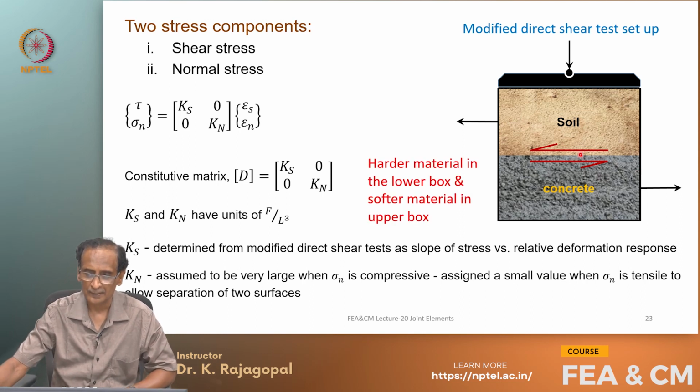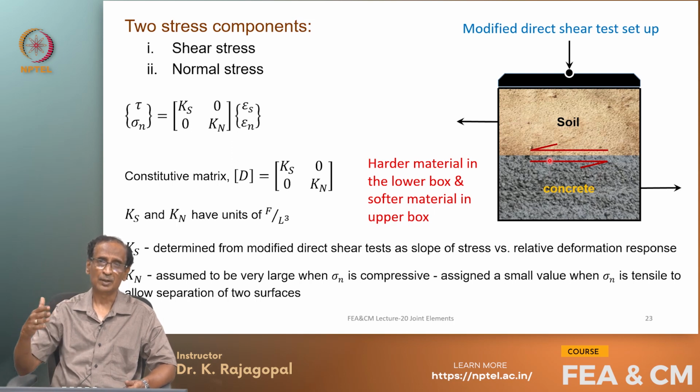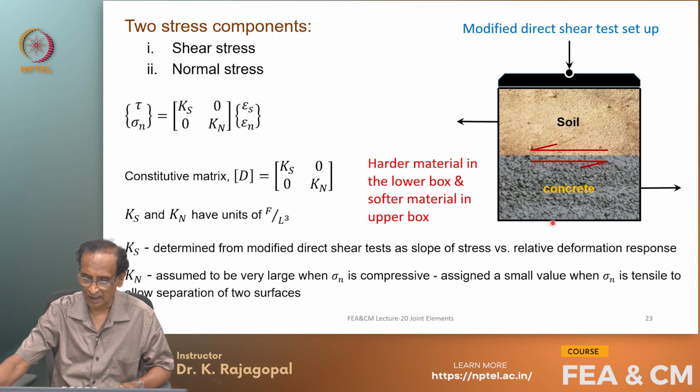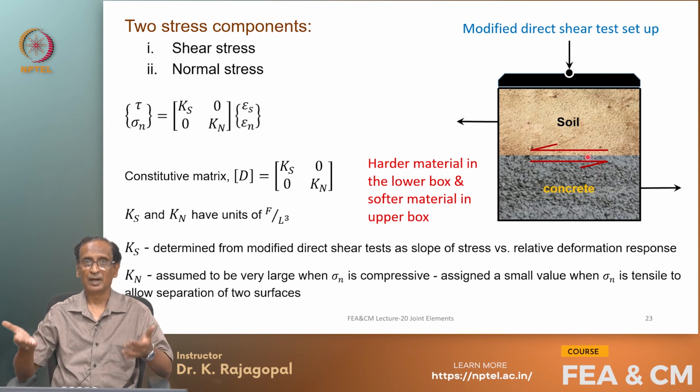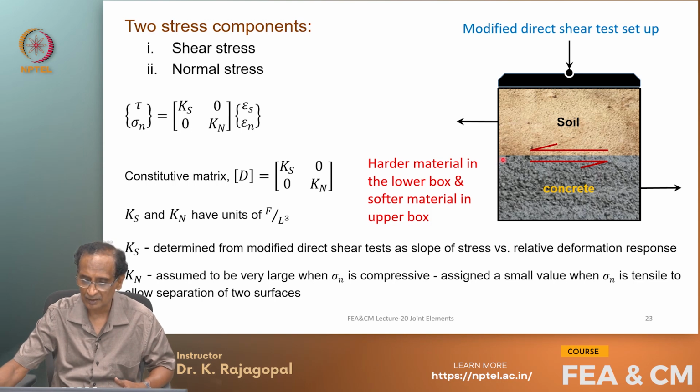And here, when we do the modified direct shear test, we place the harder material in the lower box and the softer material in the upper box. We do not do it the reverse way, because if you place soft material here and hard material here, and then apply the pressure loading, your hard material might punch into the soft material and interfere with the shear movements, because our shear plane is predefined.